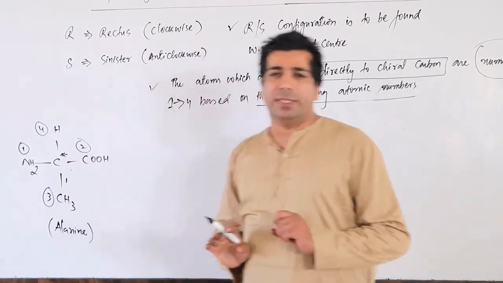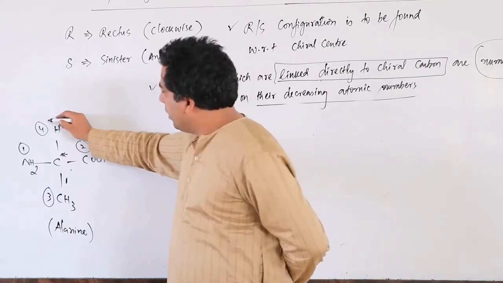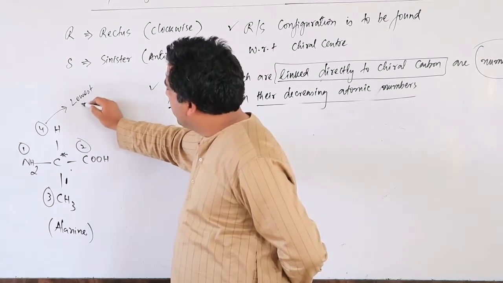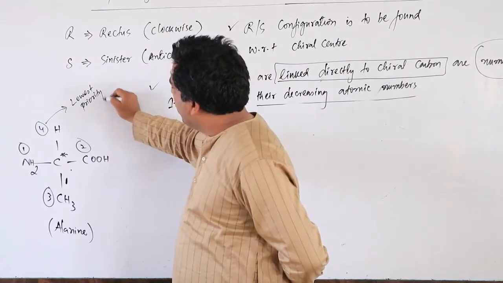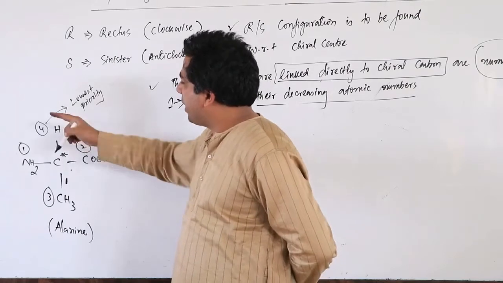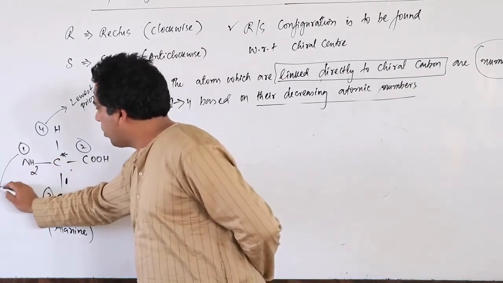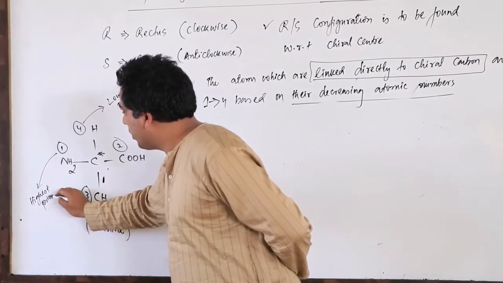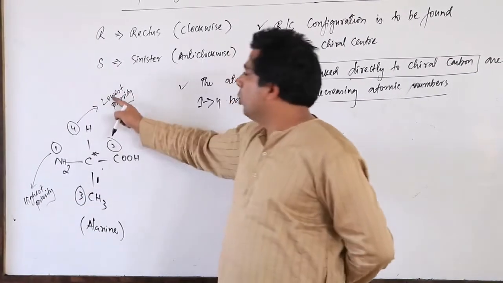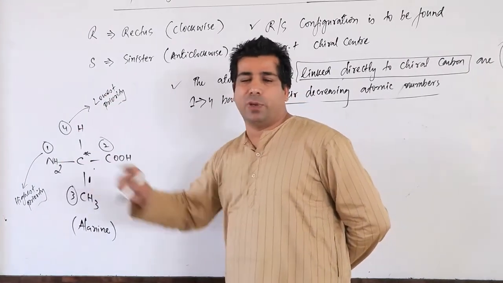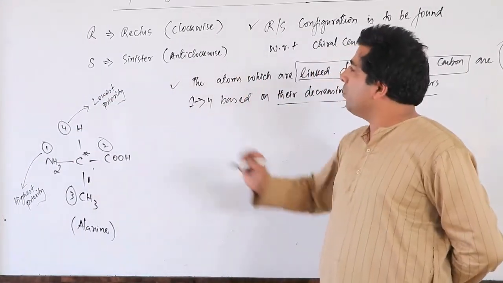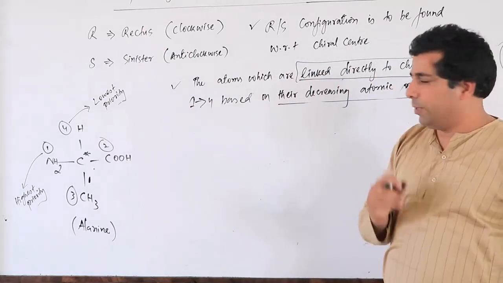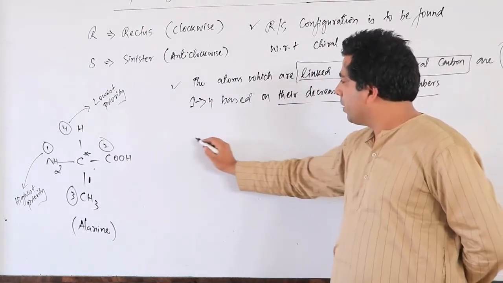So my dear friends, we know that the fourth one is called LP. LP means lowest priority. So this is the lowest priority because its atomic number is very low for hydrogen. And number 1 is called the highest priority. So this is the lowest priority group and this is the highest priority group. Now in order to find out R and S, you should decide one thing. You know what is that? Have a look.